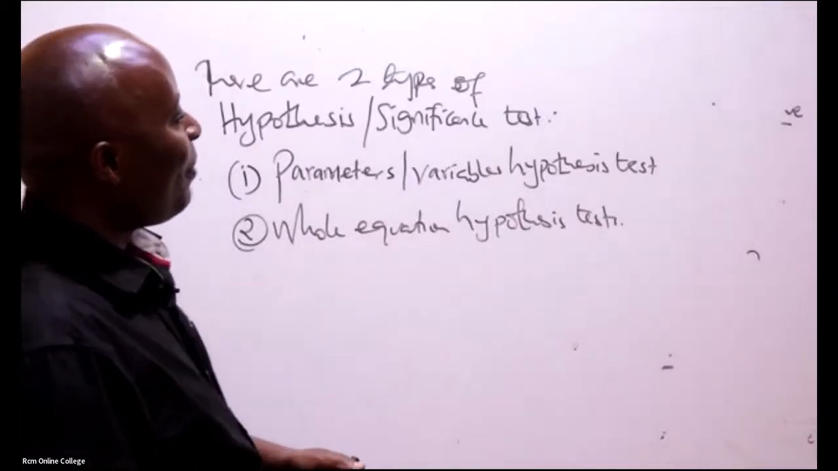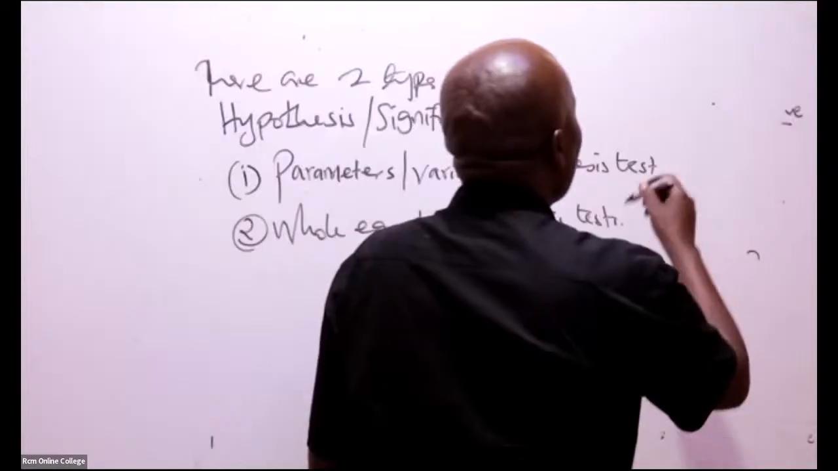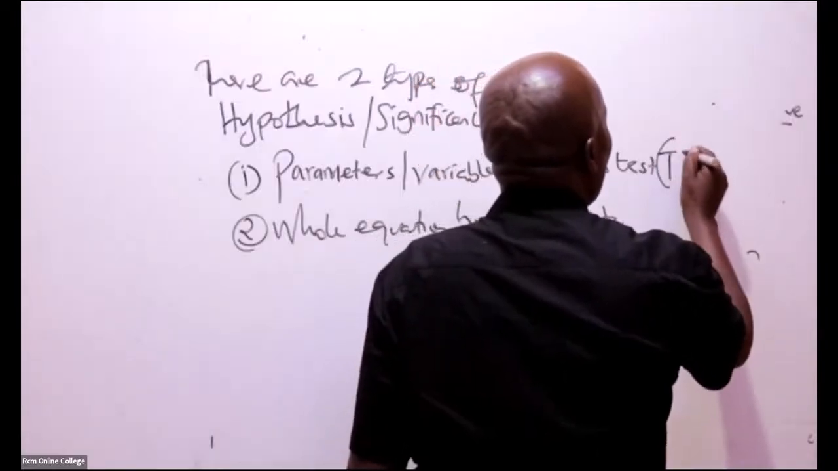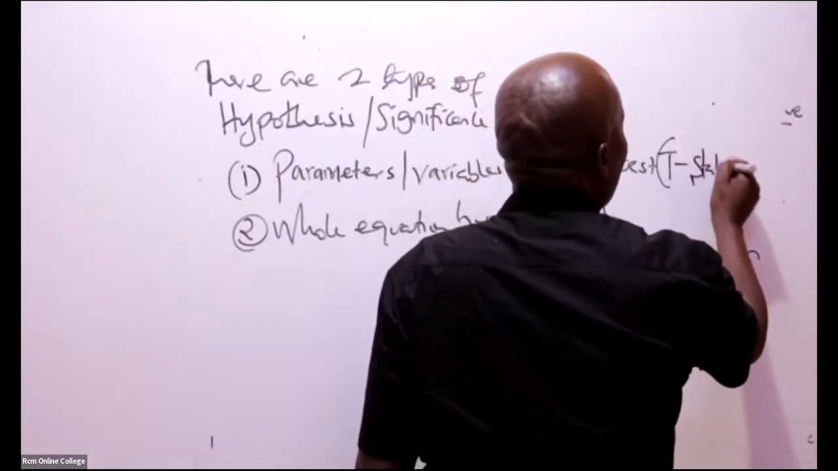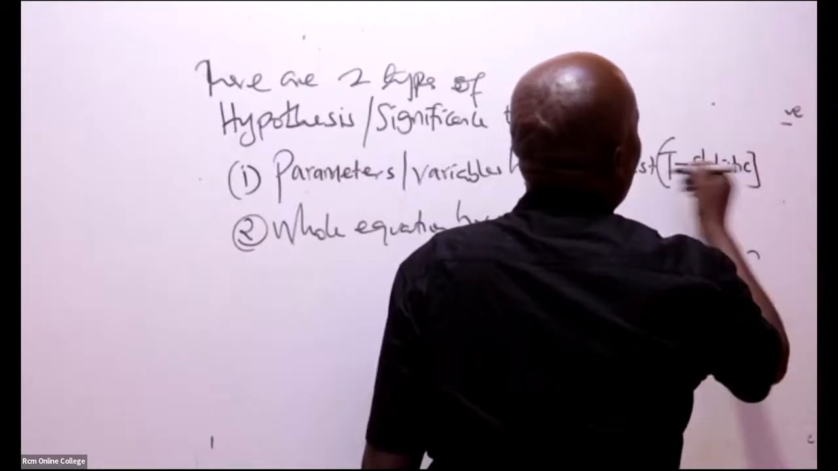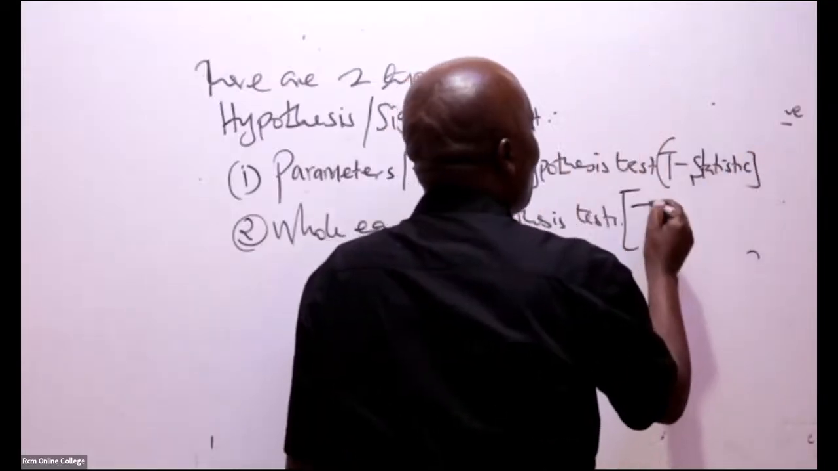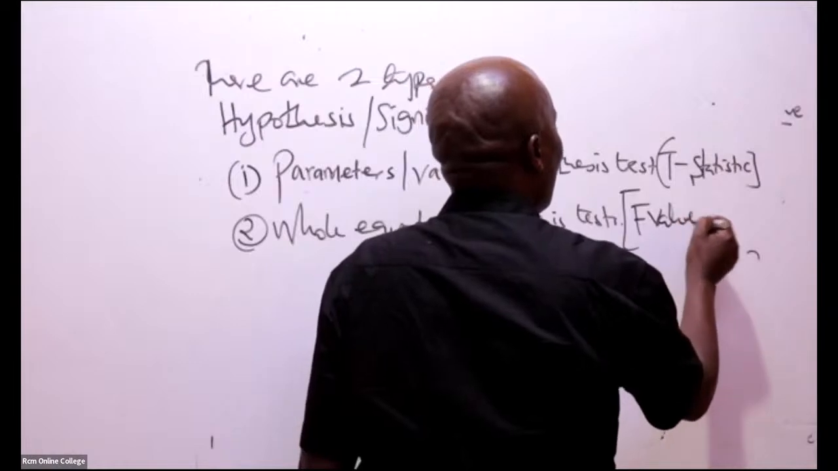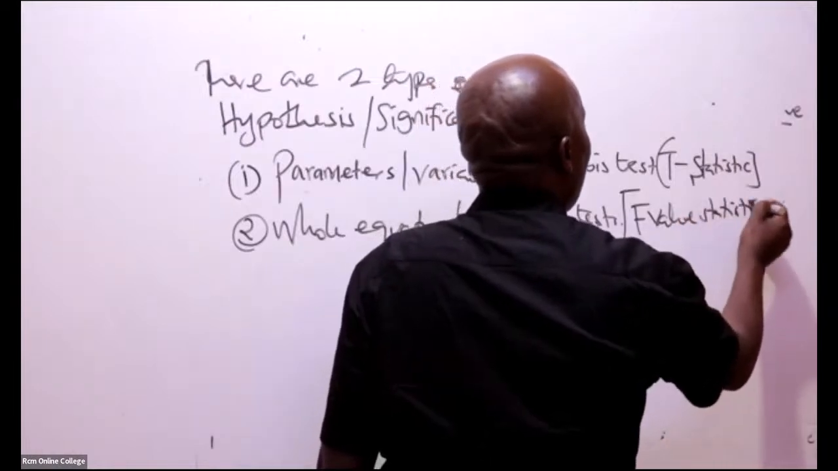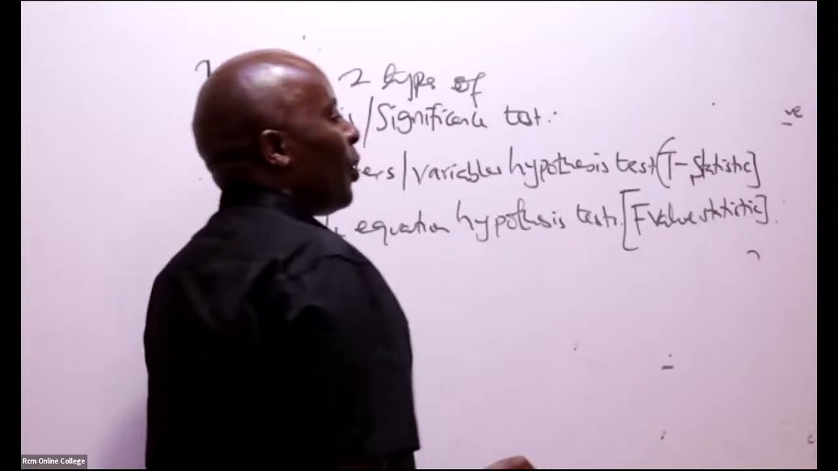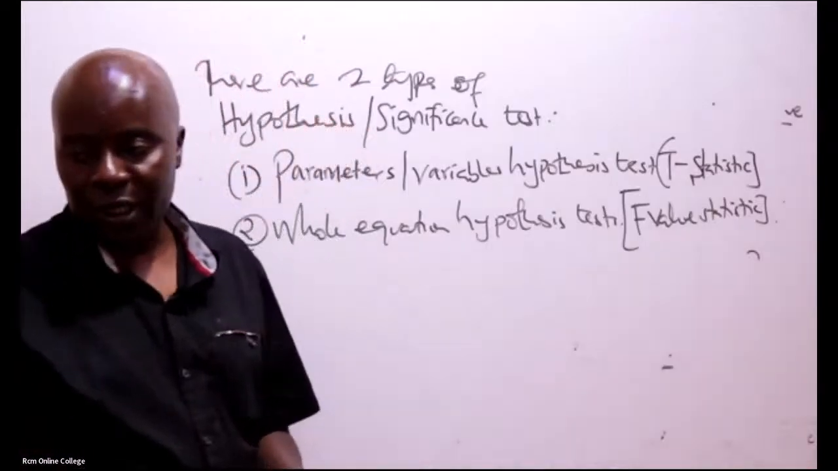Now for the parameters, or variables, hypothesis test, we shall always use what we call the T statistic. And for the whole equation, we shall always use what we call the F value statistic.